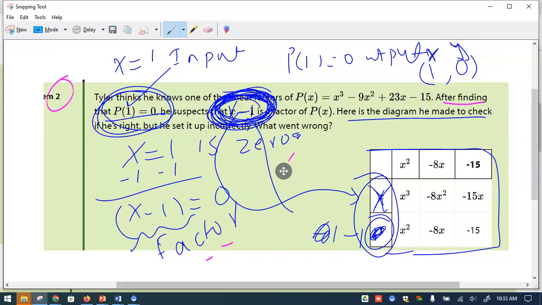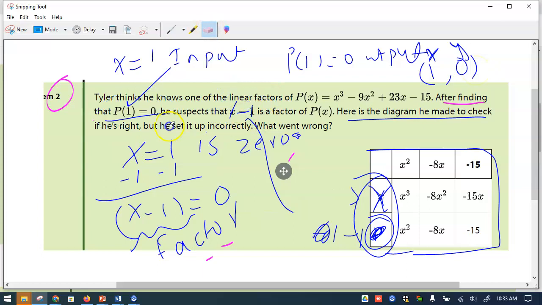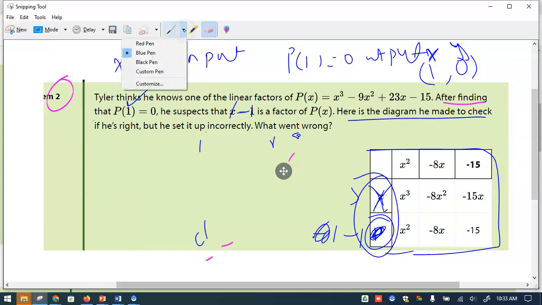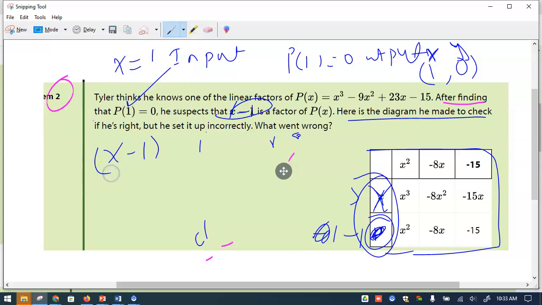So what we learned here is not just this example of a mistake of writing the box, but also to understand that if x minus 1 is a factor, it means x minus 1 is 0, and that means x equals 1 is a 0, and it is also the x-intercept, or where the graph crosses the x-axis.